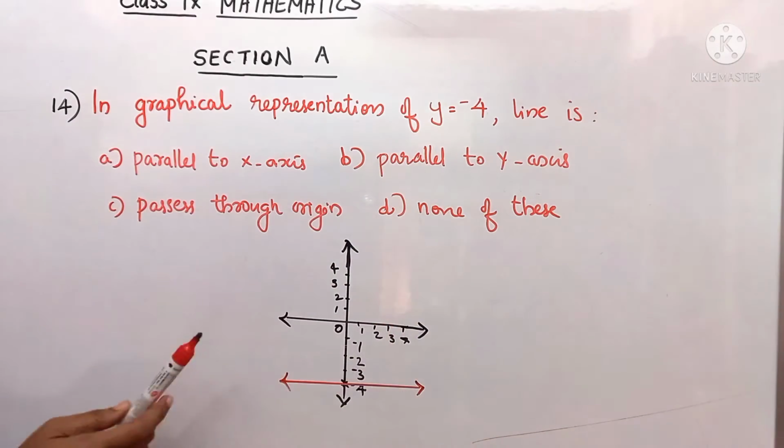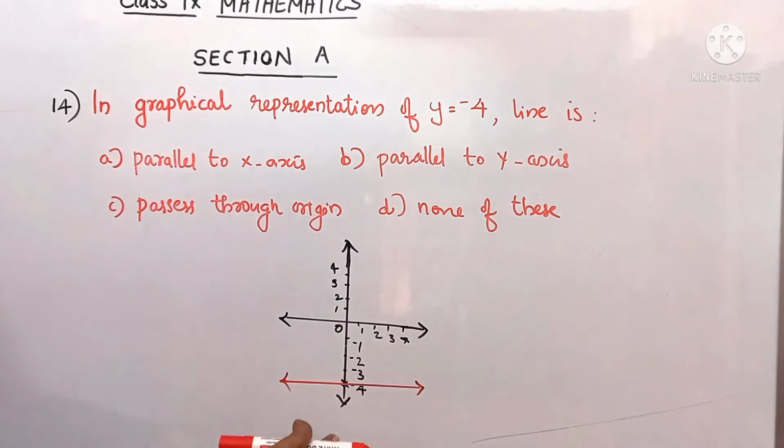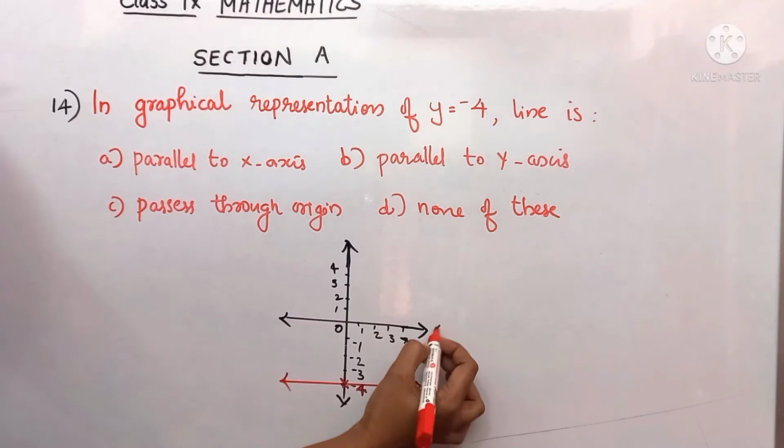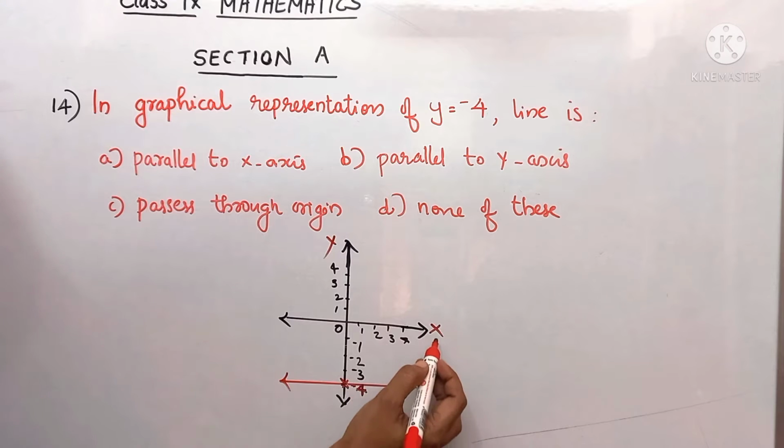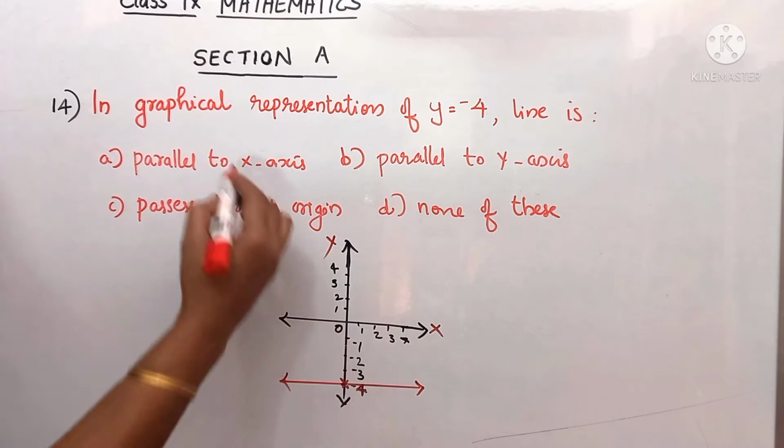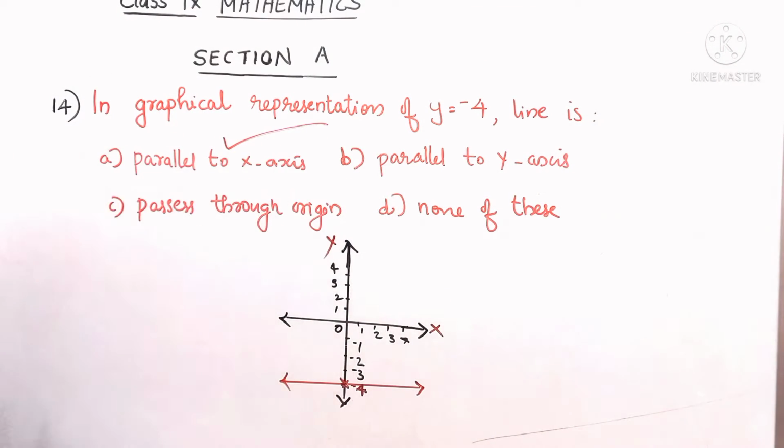I have drawn the picture here. So we can see from this picture, this point is y equal to minus 4. When y is equal to minus 4, the line passes through this point, and this is the line I have drawn here. From here we can understand this is the x-axis and this is the y-axis. Definitely it is parallel to the x-axis. So our answer is parallel to x-axis.